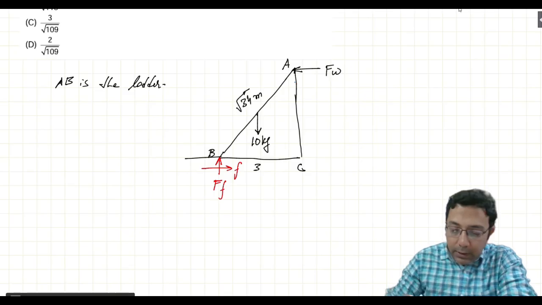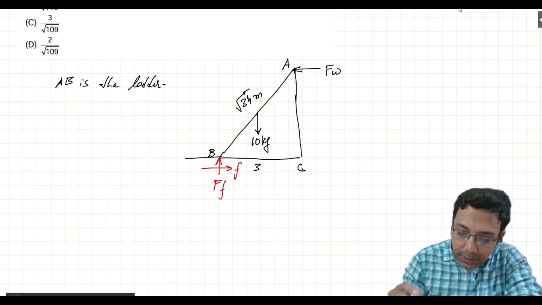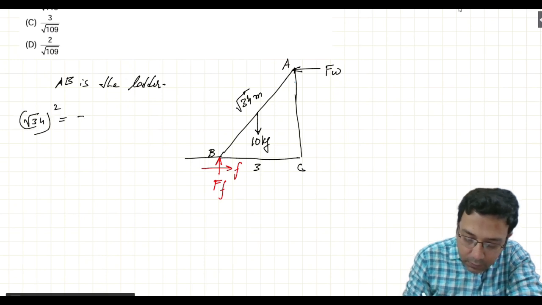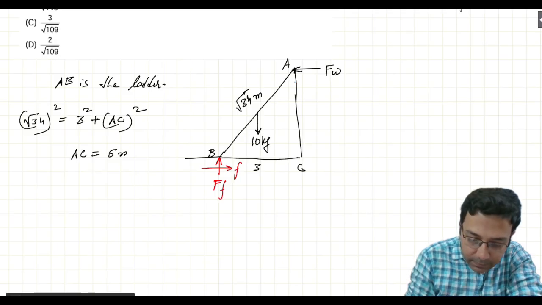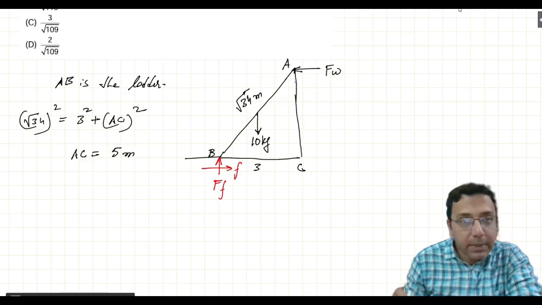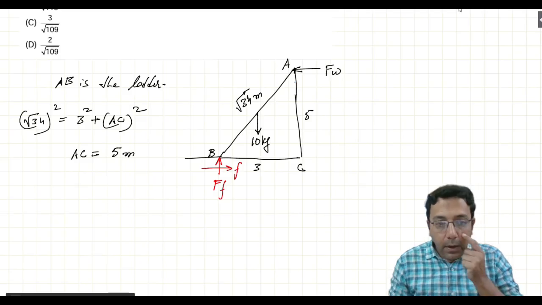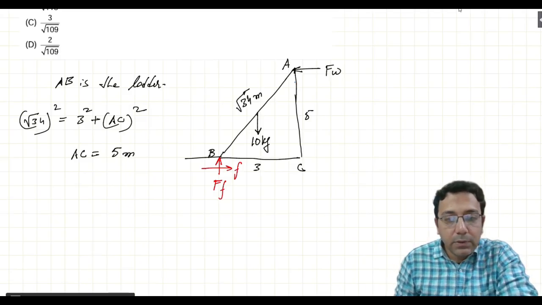Okay. Now what you can do, we will just apply Pythagoras theorem to find out the length of AC. So root over 34 whole square is equal to 3 square plus AC square. So AC turns out to be 5 meters. Okay, so this we got 5 meters. Now what? Now f is the friction force.